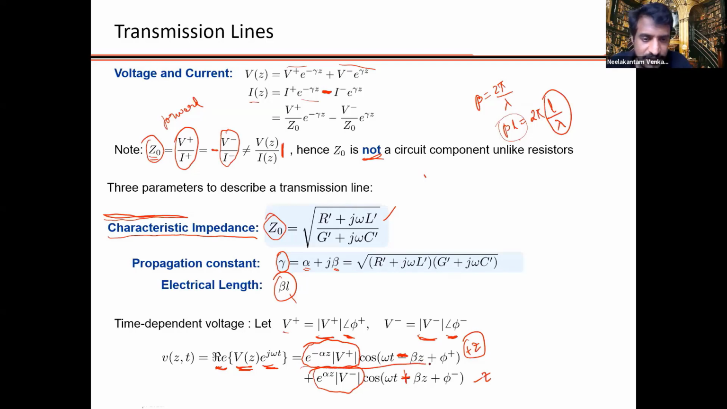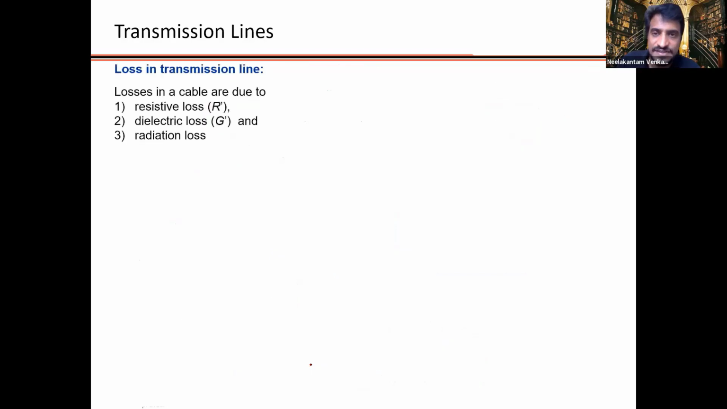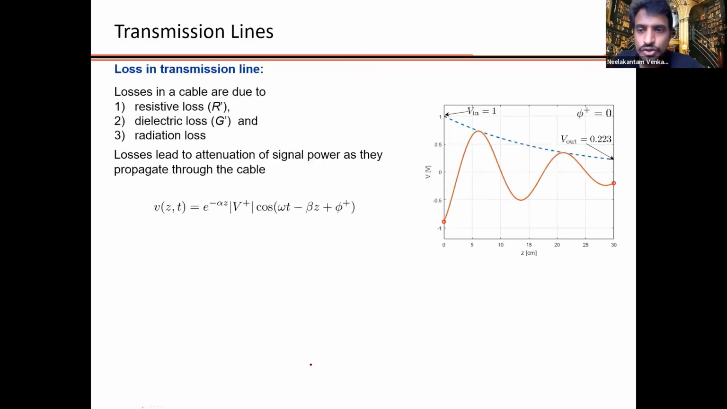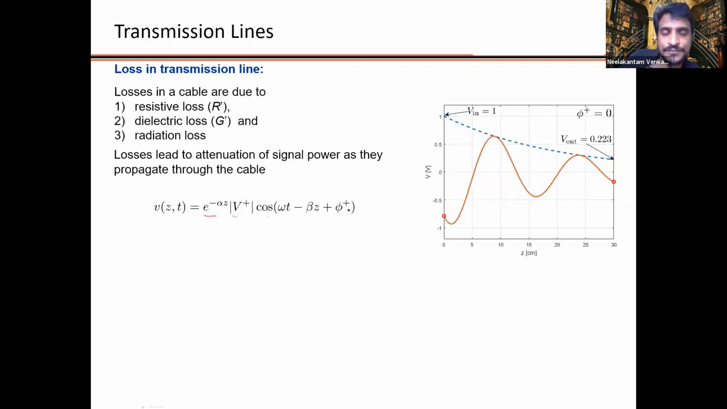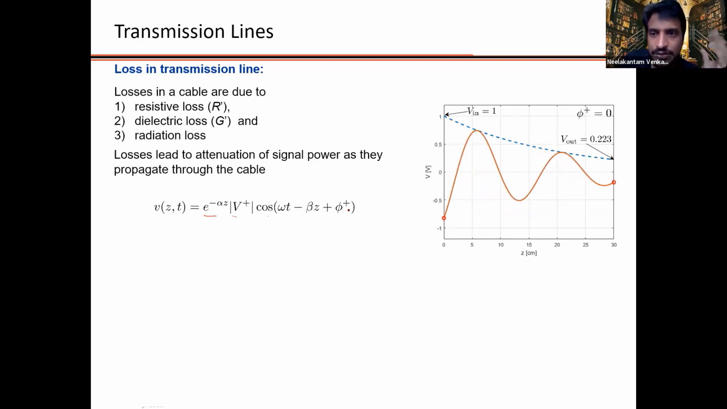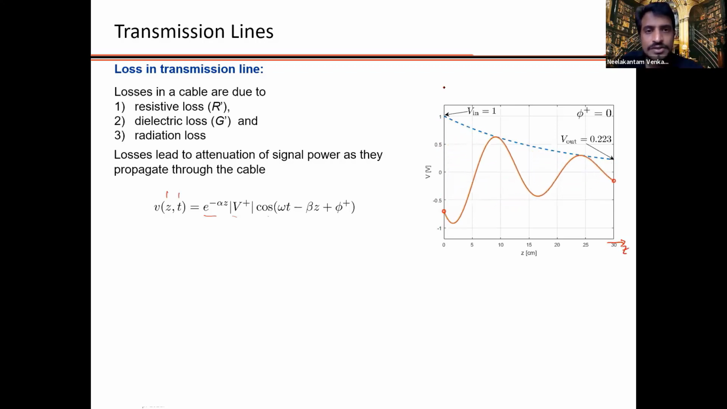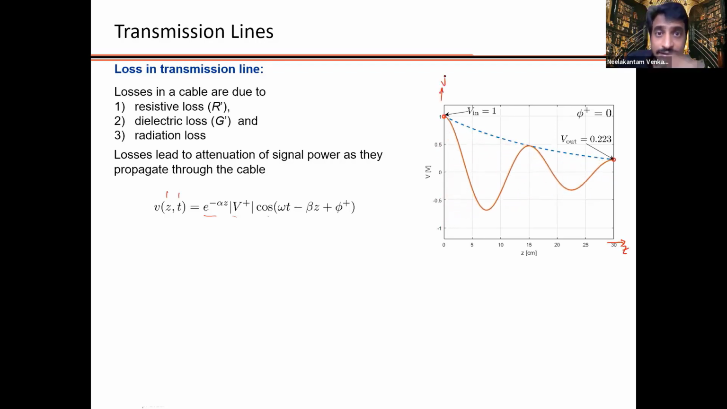Let's take this term alone, the forward z traveling wave, e^(-αz). So you've got e^(-αz) V+ cos(ωt - βz + φ+). This is the real time domain signal, right? It's a function of space and time. So what you see here is space. This is the voltage V, and in time, how does it evolve?